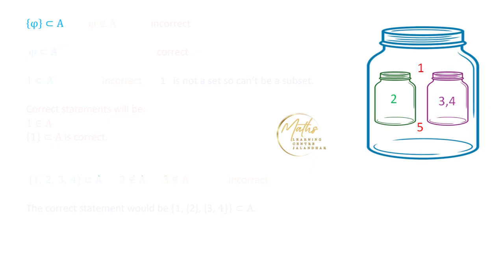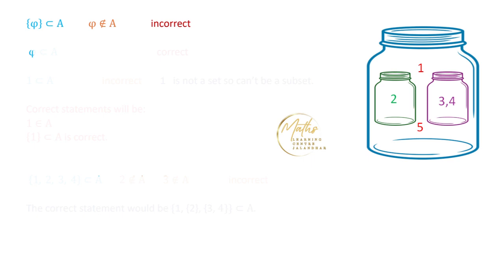The next statement is, the set containing the element 5 is a subset of A. So again, looking at this situation, we are talking about this set over here. We are saying that phi is an element of this set, but phi does not belong to A. It means this statement is incorrect.